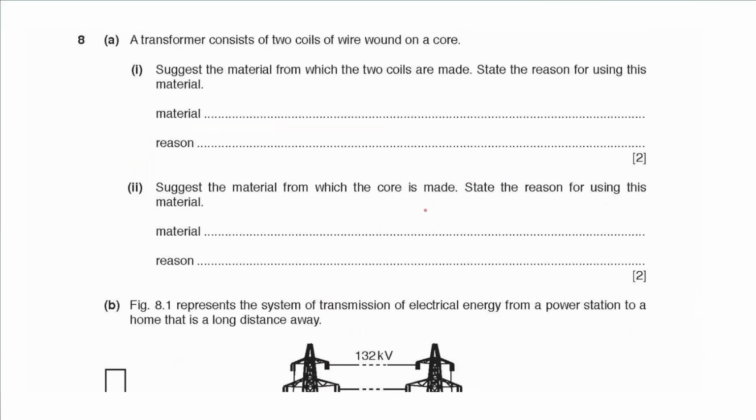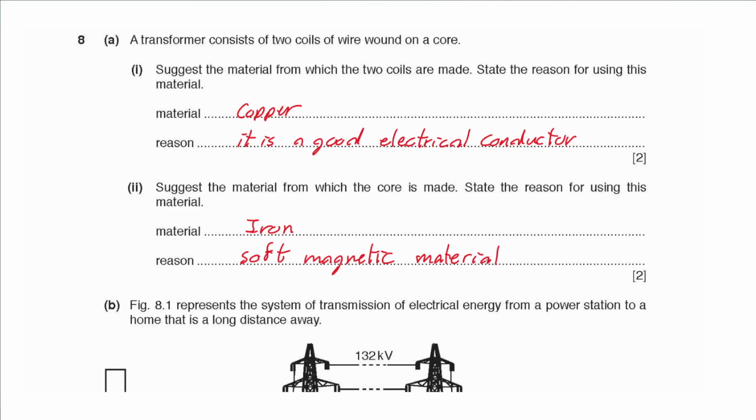Question 8a says a transformer consists of two coils of wire wound on a core. Suggest the material from which the two coils are made and state the reason for using this material. For the wire we use copper because it is a good electrical conductor. Part ii says suggest the material from which the core is made and state the reason for using this material. The core is made of iron or soft iron because it is a soft magnetic material. It can be magnetized and demagnetized quickly.